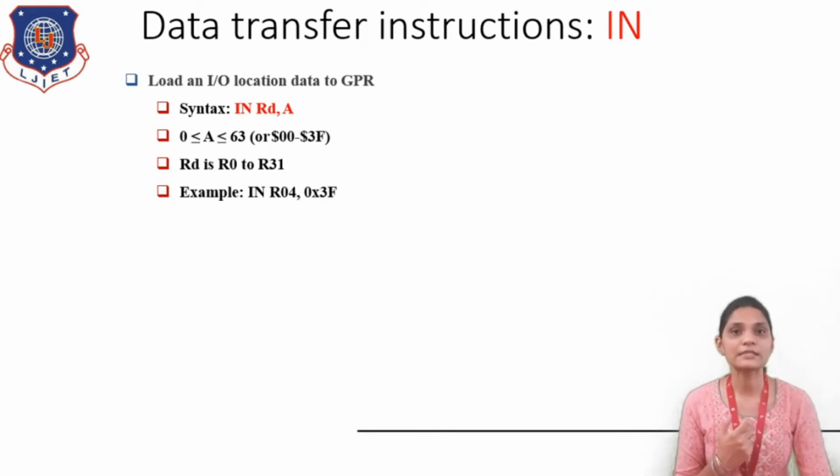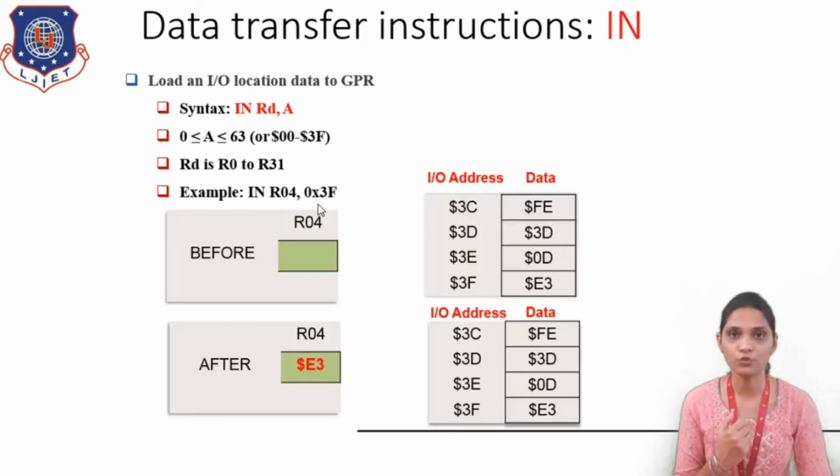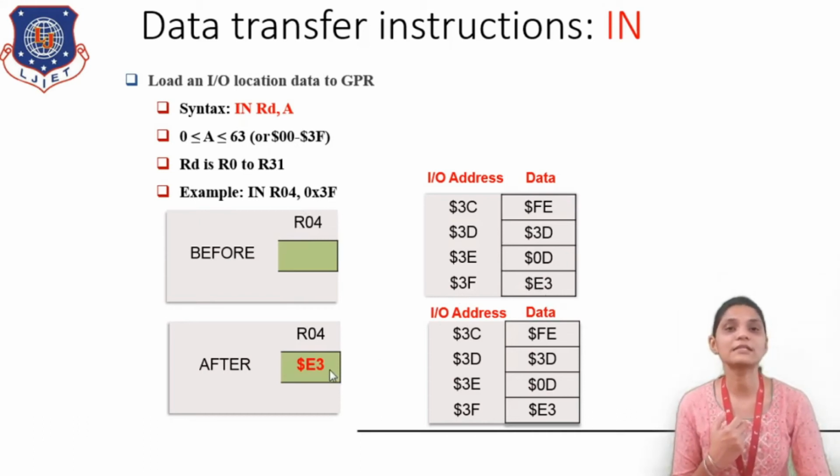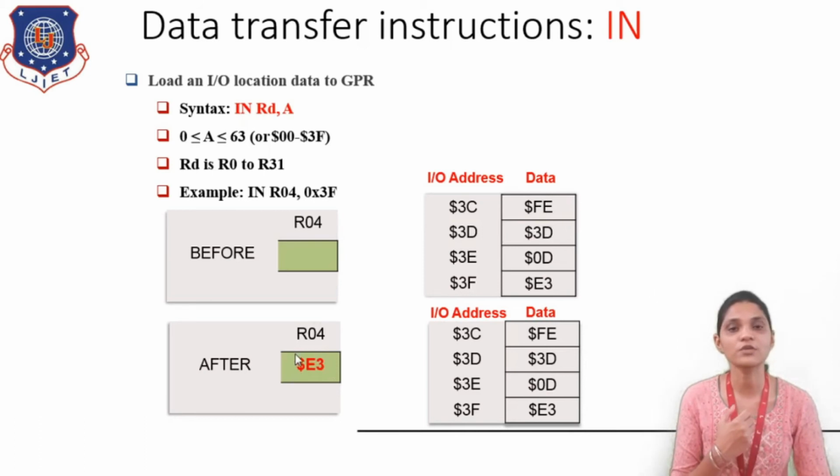For example, if we consider like IN R04, $3F. Here this $3F is the port number. Content from that port is going to be stored inside the register 4. So if we consider this kind of scenario, before the execution of instruction, the R4 is having some garbage value or 0. Okay, after the execution of this instruction, whatever the content of this port number 3F, that is 3E, is going to be stored inside the register R04. So our content of register R04 will be 3E after the execution. Okay, so this is the IN instruction.